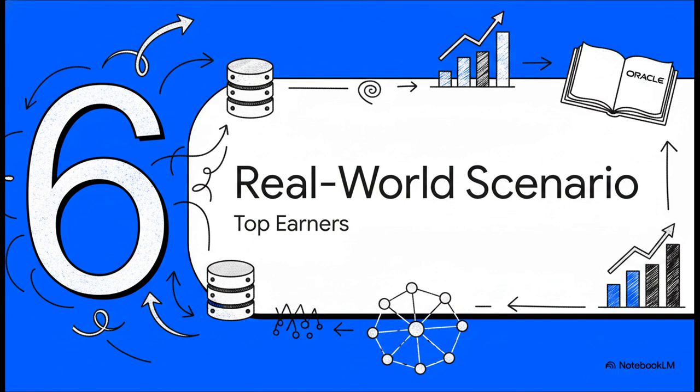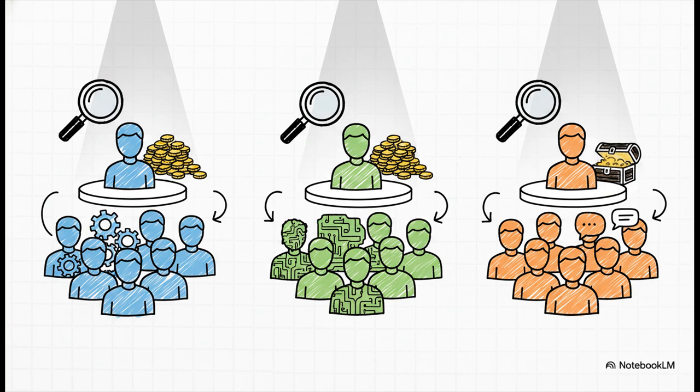Section 6, Real-World Scenario, Top Earners. Here's our mission. We need an inner-end report. We want to identify the absolute highest paid employees inside of each specific department. And we don't just want the maximum salary number, right? We want the actual employee's name attached to it. To pull this off, we are going to use the ROW_NUMBER function to grab this precise subset of rows.